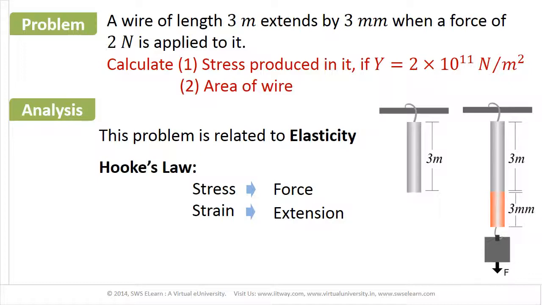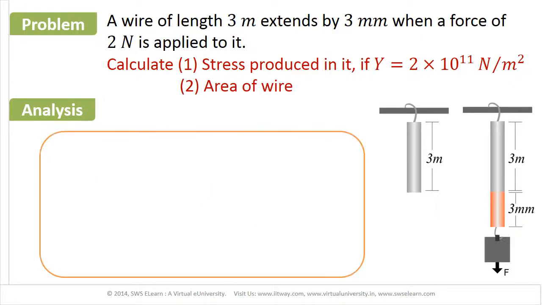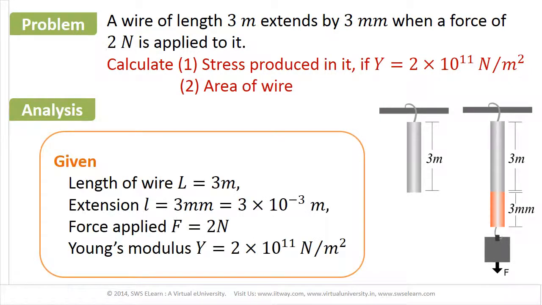Hooke's law states that Y is equal to stress upon strain. The four values given in the problem are the length of the wire, capital L equal to 3 meter, the extension of the wire, small l equal to 3 millimeter, the force applied to the wire, F equal to 2 Newton, and the Young's modulus for steel, Y equal to 2 into 10 raised to 11 Newton per meter square.